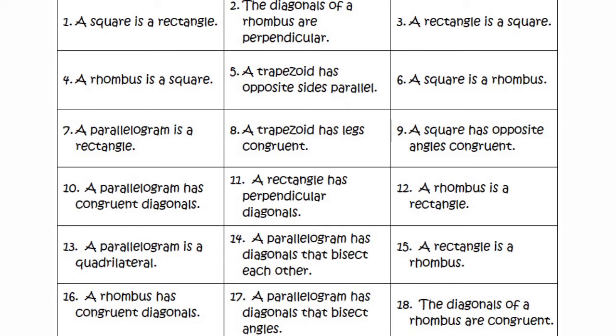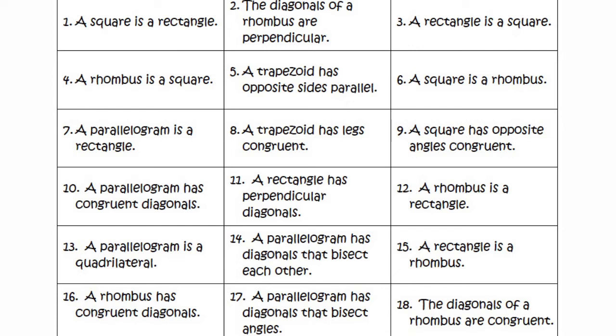First, a square is a rectangle, right? Sometimes you have to prove that a square is a rectangle, right students? This statement can be proved. The diagonals of a rhombus are perpendicular. Third, a rectangle is a square. Sometimes it can be asked, prove that a rhombus is a square.